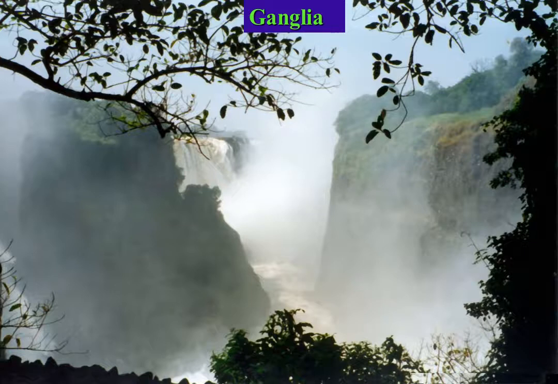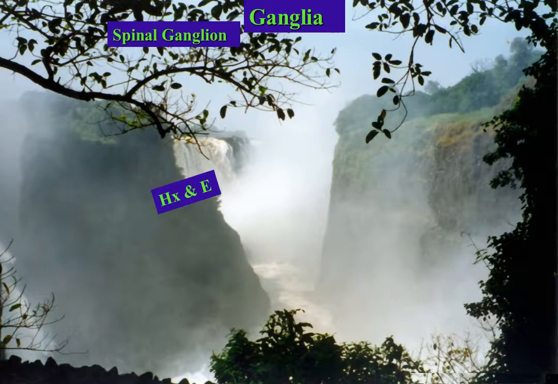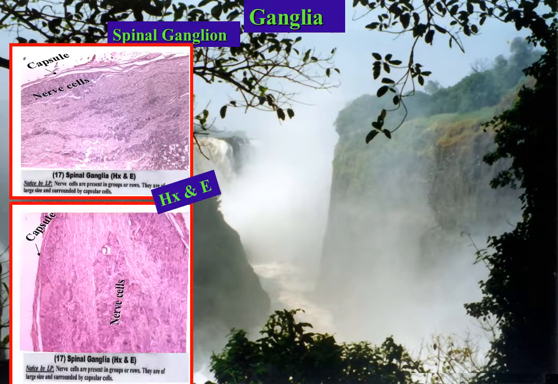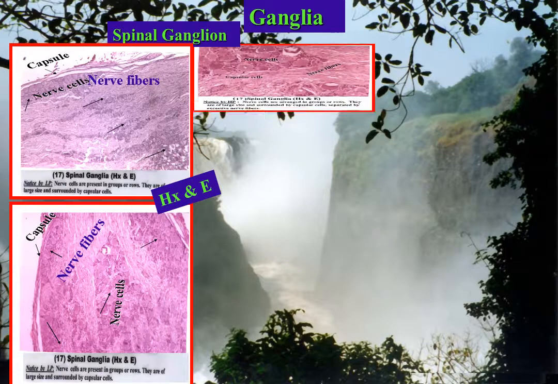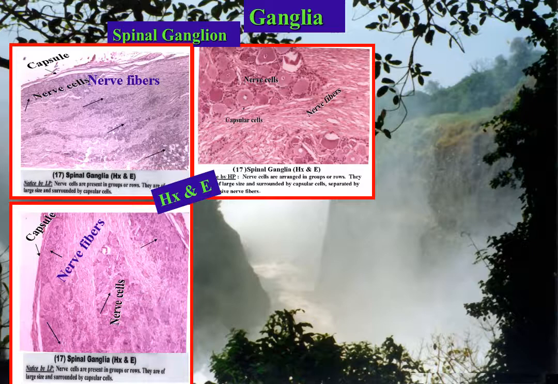Ganglia examples. Spinal ganglia stained with hematoxylin and eosin, examined by low power, showing nerve cells arranged in groups separated by excessive nerve fibers. By high power, nerve cells are seen surrounded by flat cells, capsular cells.